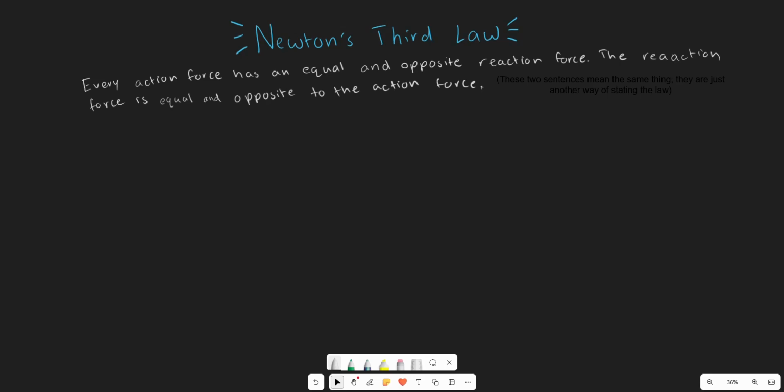Let's learn about Newton's third law. It states every action force has an equal and opposite reaction force, and the reaction force is equal and opposite to the action force. So what does that mean?